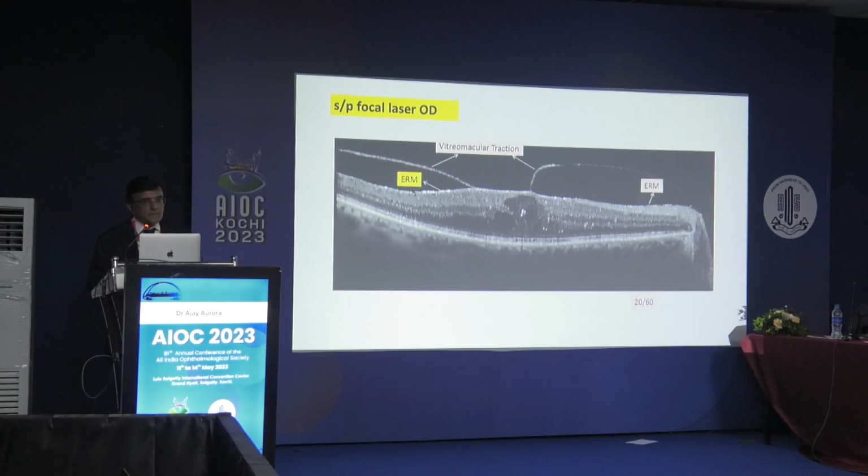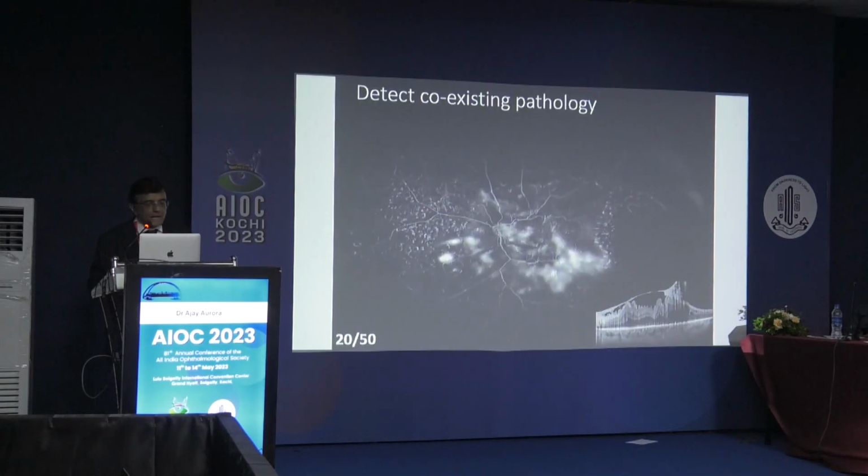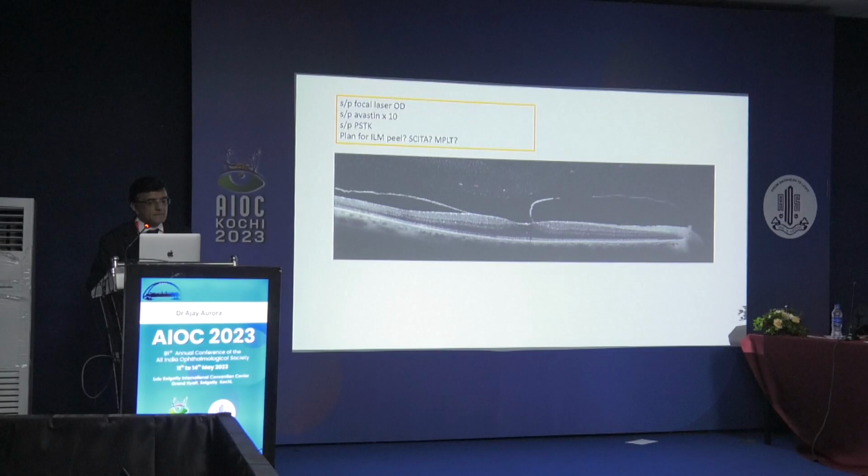An anti-VEGF may be given before surgery, but if you continue giving anti-VEGF with a vitreomacular traction, the edema is never going to come down. Therefore, you must know what is the cause. And when we combine these pathologies, we can detect coexisting pathology, like in a wide field angiography with traction. We can make out that there is a coexisting pathology which helps us plan the surgical intervention better.